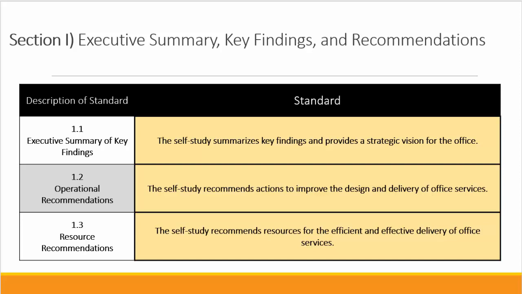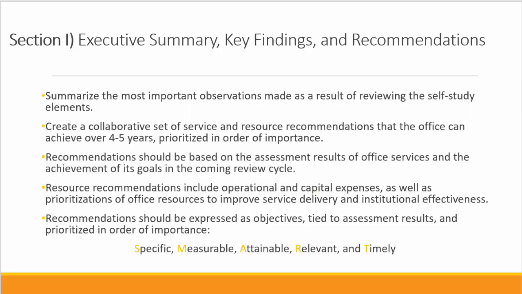The first section is an executive summary of key findings. So this should be a look backward at the previous assessment reports that have gone into the college and what you've learned from completing this self-study. And then sections 1, 2, and 1, 3 are a look forward. What are the recommendations in terms of meeting the goals of the office that you want to make?